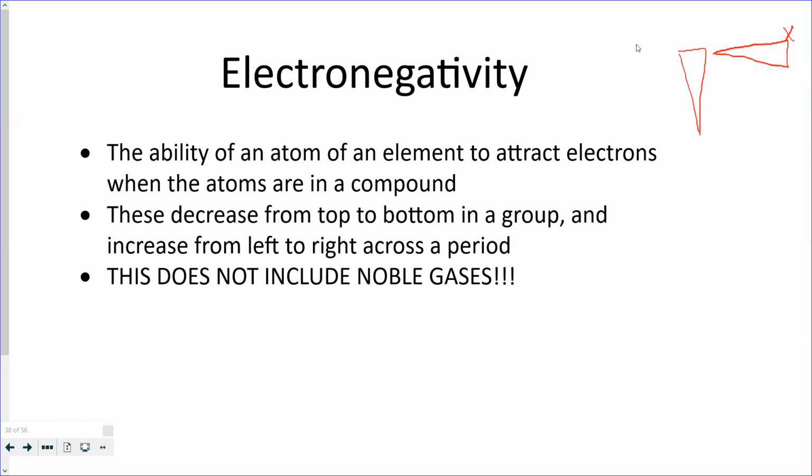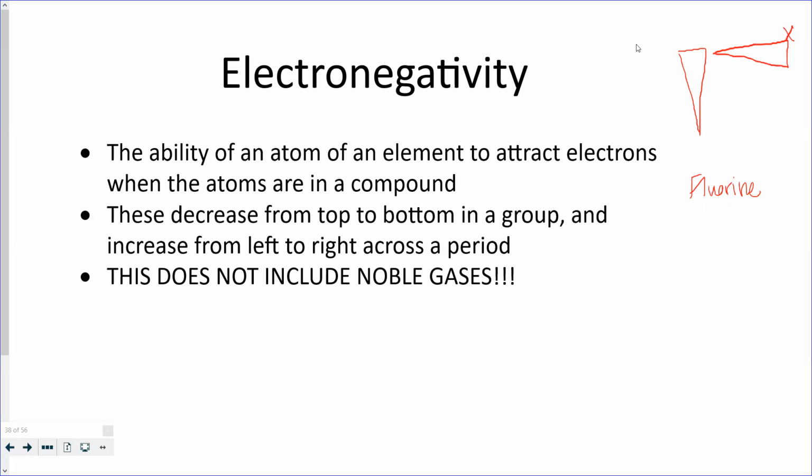Now, with electronegativity, it said that it has to attract electrons when atoms are in a compound, so when bonded. Our noble gases, remember, are stable and they tend to not bond. So this does not include noble gases. So on the periodic table, the element that's in that top right corner that is not a noble gas is fluorine. So fluorine is the element that has the highest electronegativity.